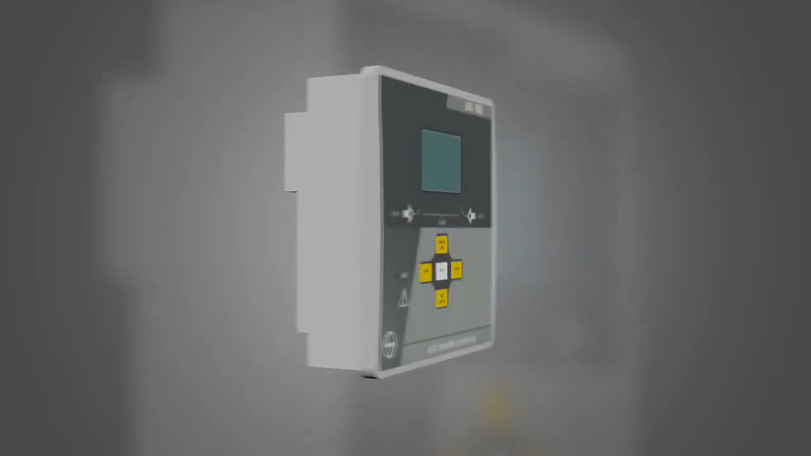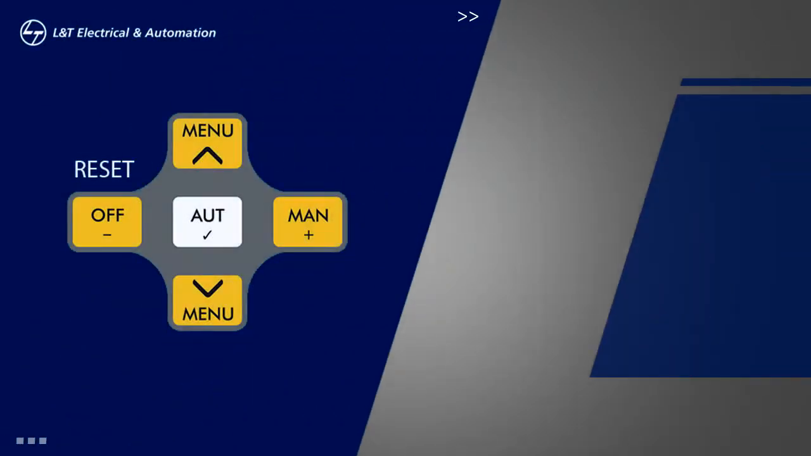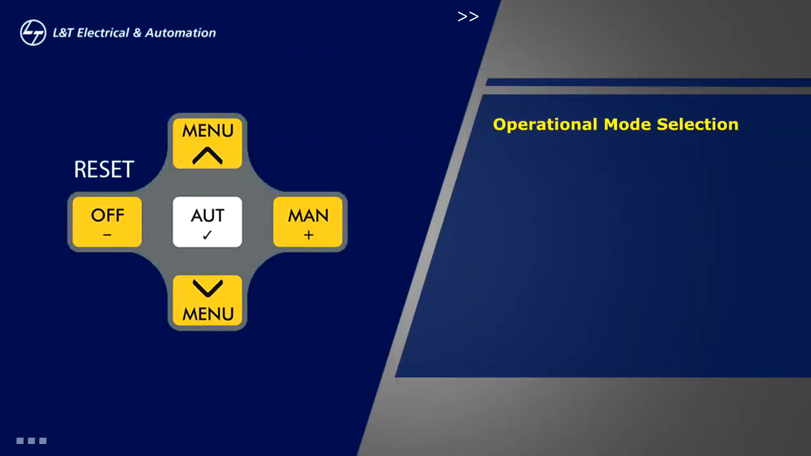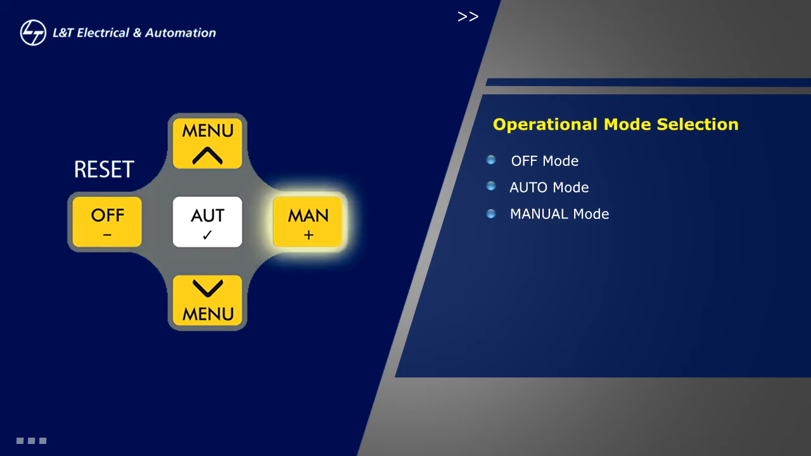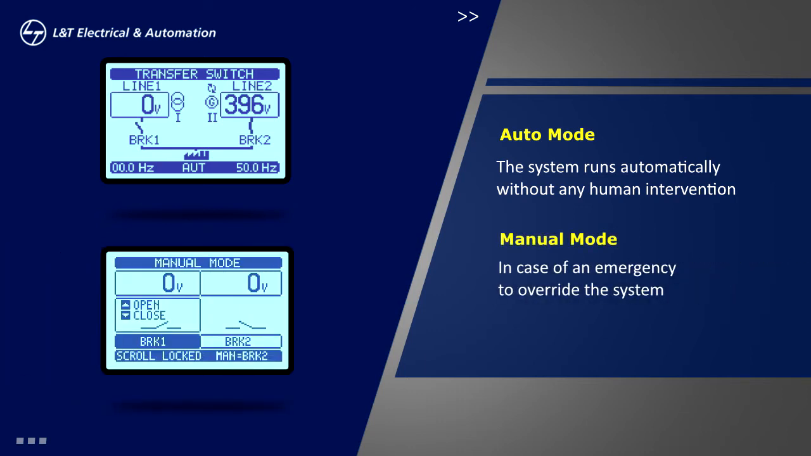Next, let us get familiar with programming of the controller. The key navigation panel has 3 keys which are off, auto and manual for operational mode selection. The system runs automatically without any human intervention when in auto mode. The system can be controlled through manual mode in case of an emergency when the user wants to override the system.